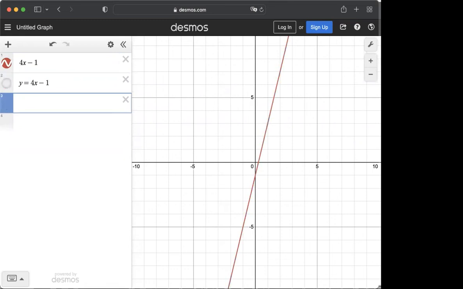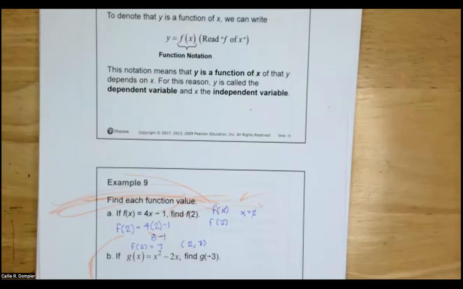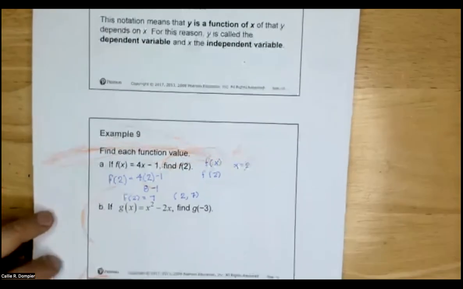And then we said that f of 2 is 7. That means that our x value is 2. When our x value is 2, our y value is going to be 7. That is on our line. So that is a solution. Remember, a solution just means one point on the graph and one answer to the equation. 1, 3 would be another answer to the equation. 1/4, 0, and 0, -1 would all be answers to that equation.